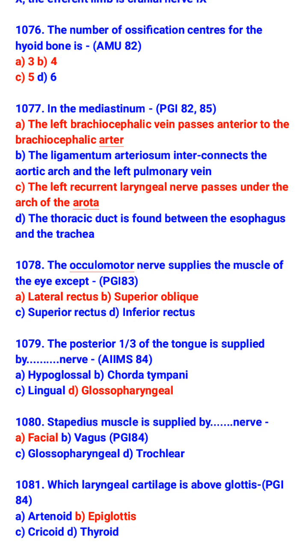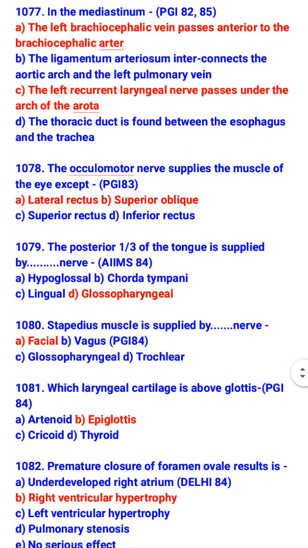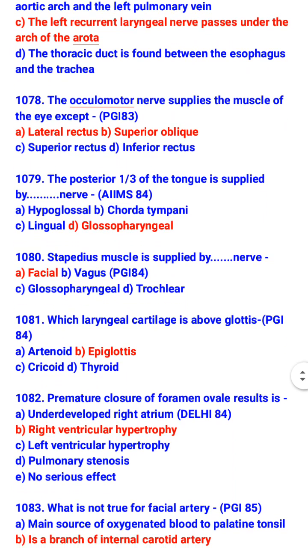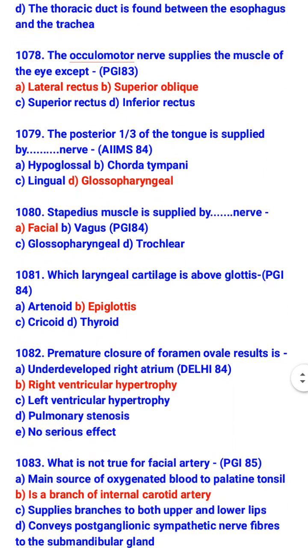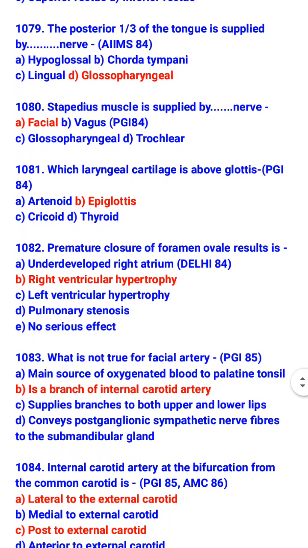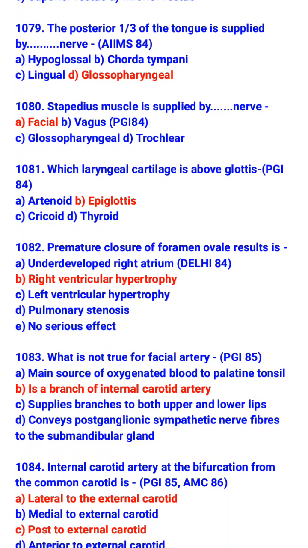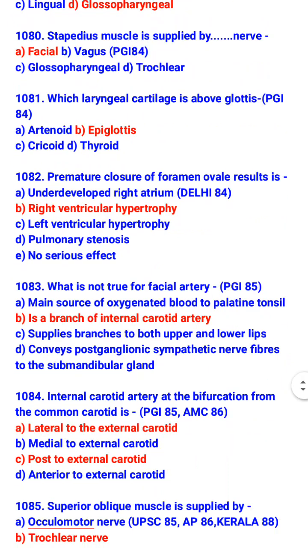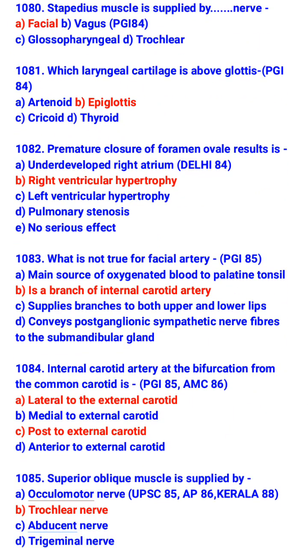The posterior one-third of the tongue is supplied by glossopharyngeal nerve. Stapedius muscle is supplied by facial nerve. Which laryngeal cartilage is above glottis? Epiglottis. Premature closure of foramen ovale results in right ventricular hypertrophy, which is not true. For facial artery, that it is a branch of internal carotid artery is false.